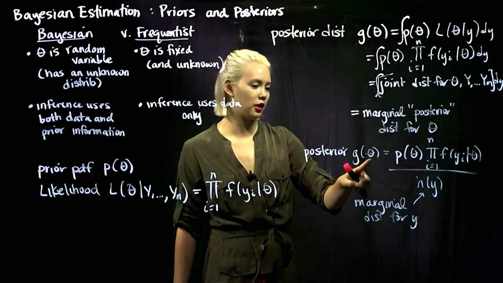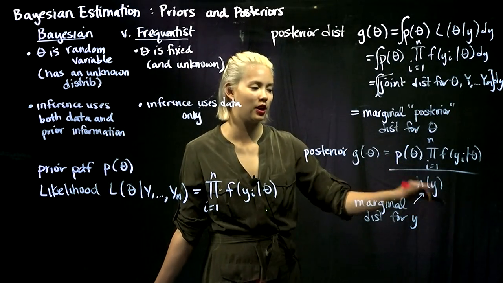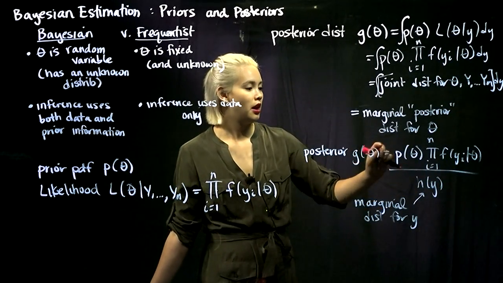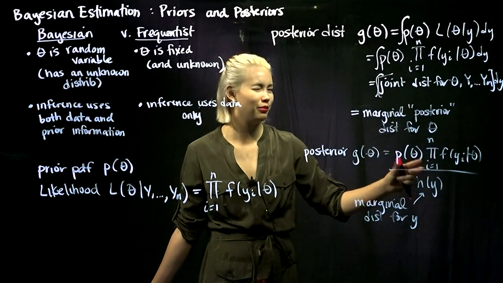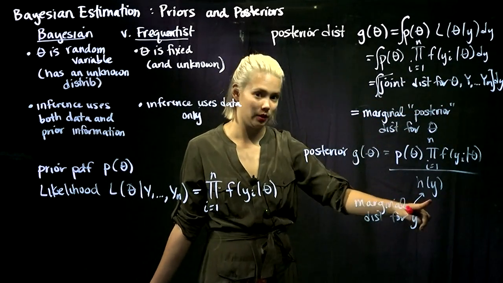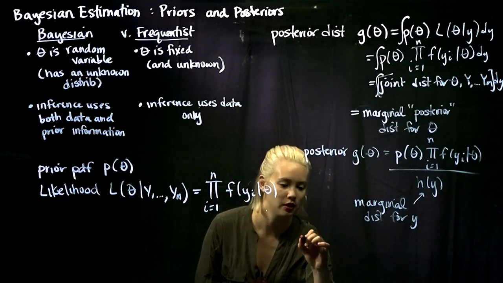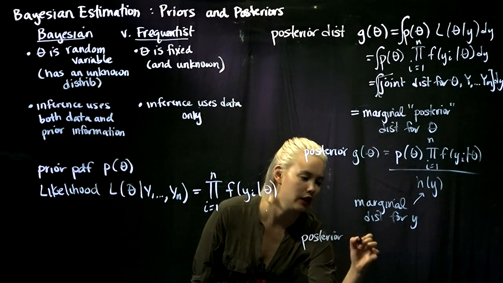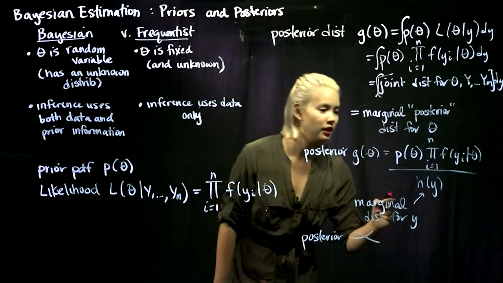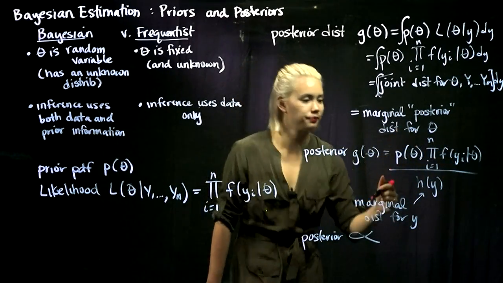Okay, so if we're thinking about theta, then really this h of y is just some constant with respect to theta, right? Because we have our data, we would just plug it all in, crank out the number, and get maybe like 3.4 or 8.7 or something like that. So we would just plug in that number, but that number doesn't really matter. And it's a lot of work to try to integrate out or find the marginal distribution. So most of the time when we talk about the posterior distribution, we're actually just going to think about what the posterior is proportional to. So the posterior distribution is proportional to, since this is just a constant, just the prior times the likelihood.